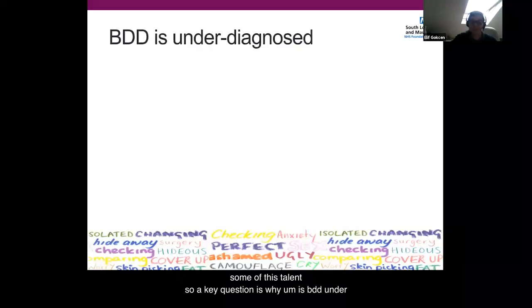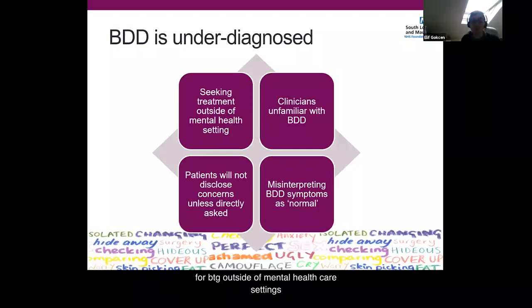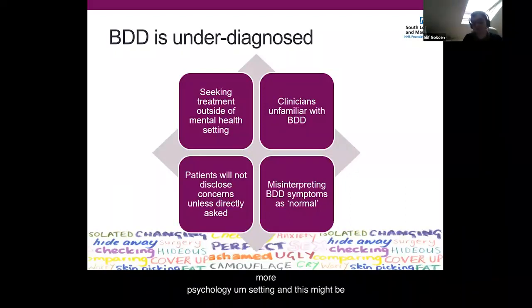So a key question is why is BDD underdiagnosed? One explanation might be that people seek treatment for BDD outside of mental health care settings. They might be going to places like orthodontists, cosmetic surgeons, and dermatologists, rather than seeking help from a psychology setting. This might be because people in those settings might not be as aware of BDD, and because of the idea that if they fix their appearance, their distress and worries might reduce or disappear.